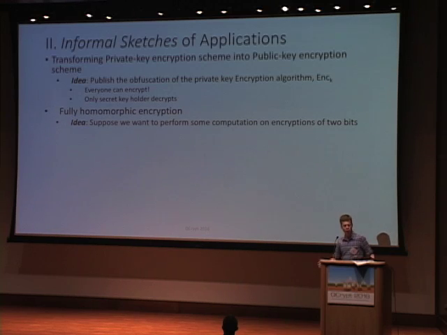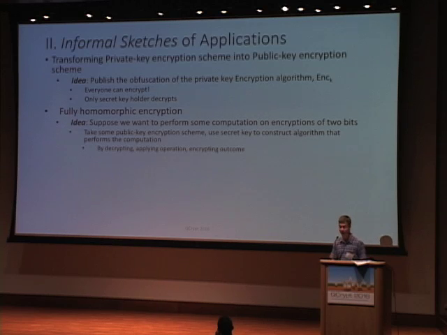Right, fully homomorphic encryption. So here we go again. This is somewhat of a holy grail topic in cryptography, and I'm here telling you that with a black box obfuscator, this would be a completely trivial problem. So here's what we would do. Suppose we want to perform some computation on the encryptions of 2 bits.